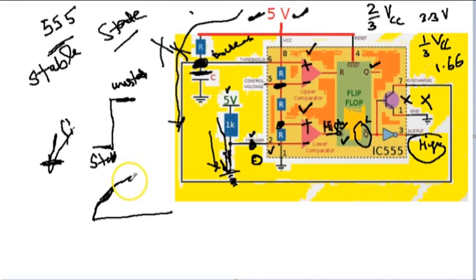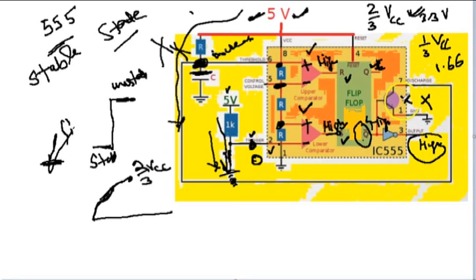When it reaches near 2/3 VCC, this voltage 3.33, and just crosses 3.3 volts, this becomes high. Now this becomes high means reset is high. Reset high means Q becomes low and Q complement becomes high.